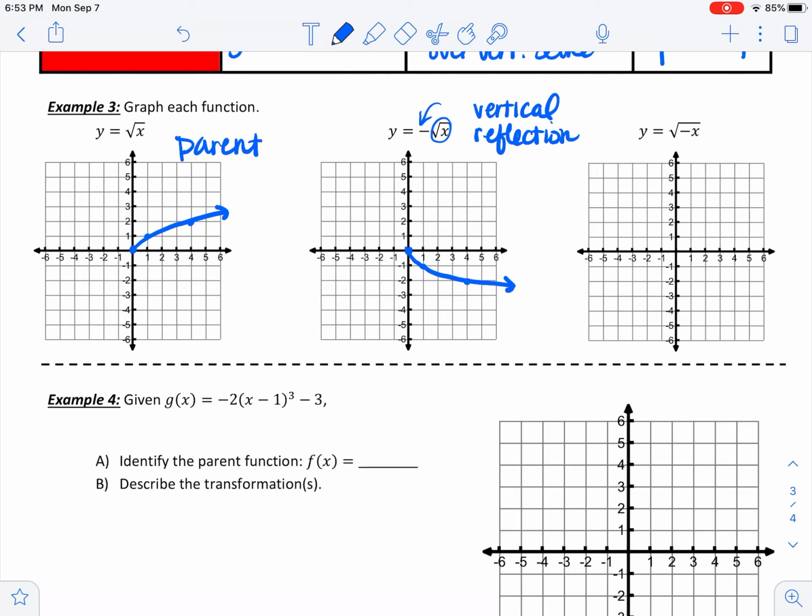Okay, this right here, there's a negative inside the parentheses in front of x, so that's a horizontal reflection. So, once again, think about what that looks like. If you plug in 0, you get 0. If I plug in 1, I get imaginary, so I can't do that. I have to plug in negatives. If I plug in -1, I get +1. If I plug in -4, I get +2. And that's why it looks like that.